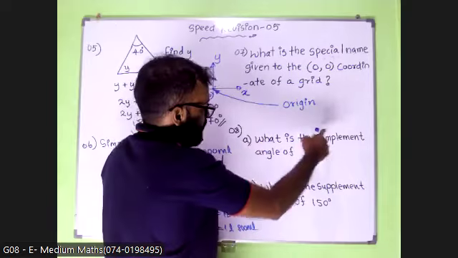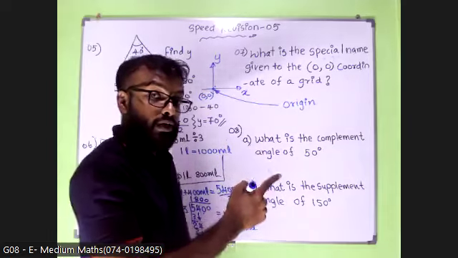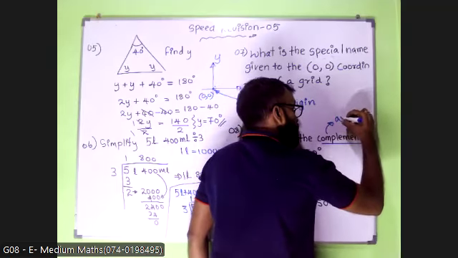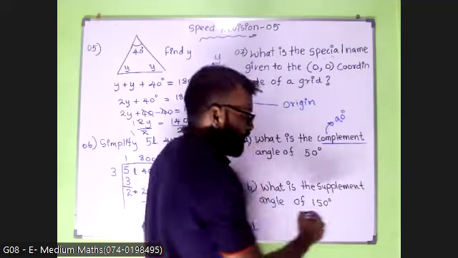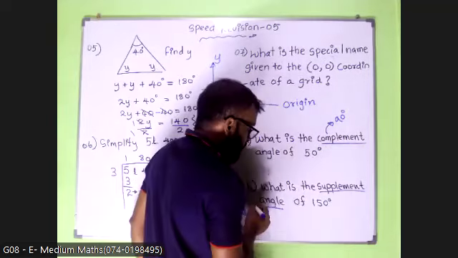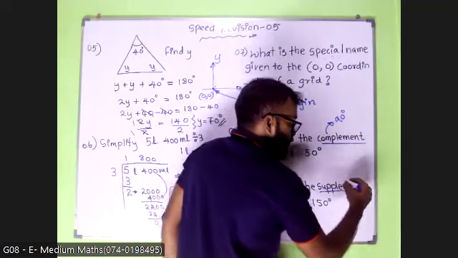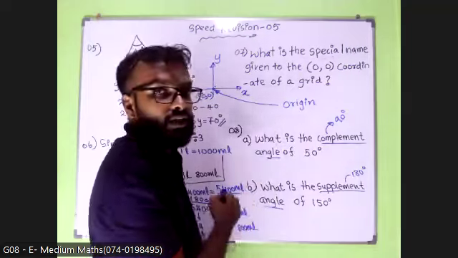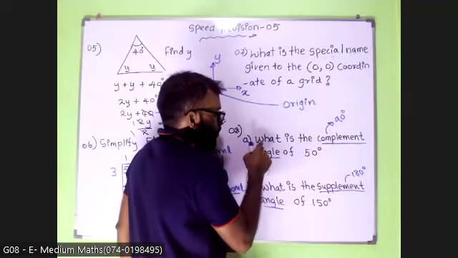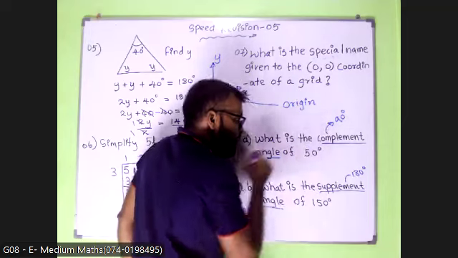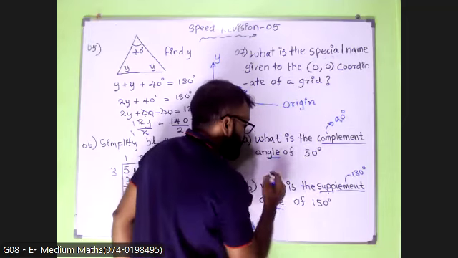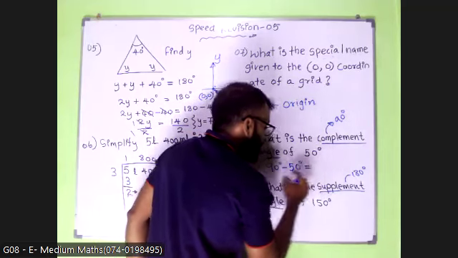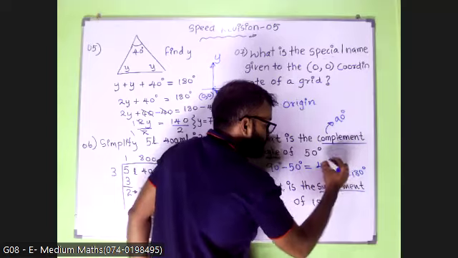What is the complement angle of 50? When you hear the word complement, you should remember 90 degrees. When you hear the word supplement angle, you need to remember 180 degrees. So what is the complement angle of 50 degrees? You have to subtract: 90 degrees minus 50. So the complement angle is 40 degrees.